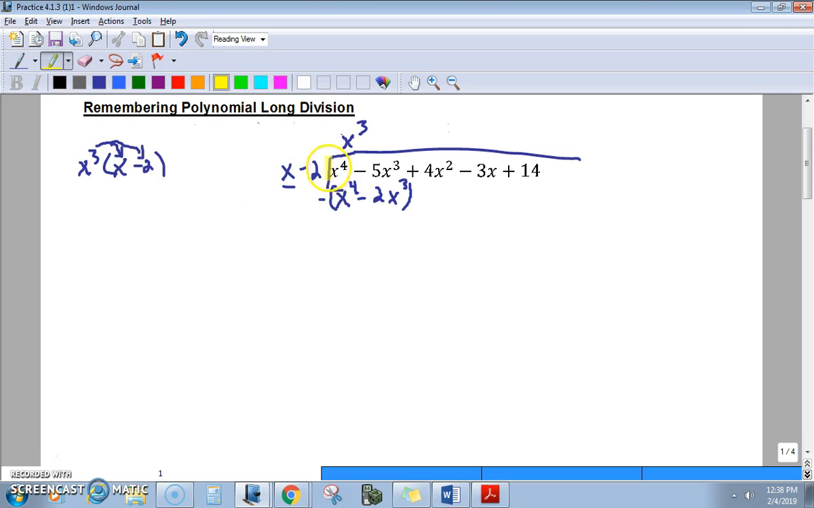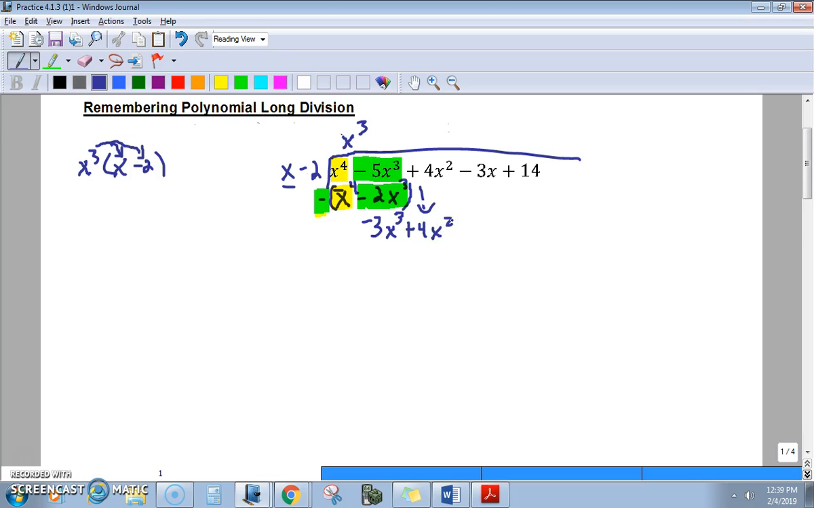x to the fourth minus x to the fourth cancels out, right? But then, what if I have negative 5x cubed minus negative 2x cubed? Well, that minus a negative becomes a positive, right? So I have negative 5 plus 2, which is negative 3x cubed. And if mistakes are made, that's where they're going to be made, in that portion of what we're doing. Then I'm going to bring down positive 4x squared.